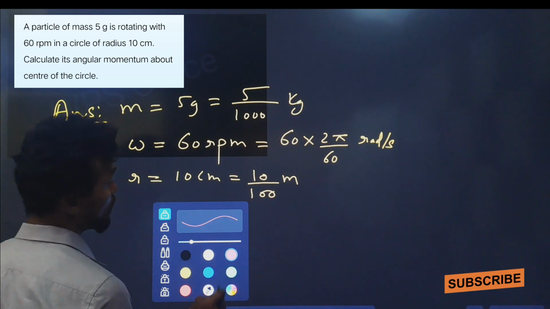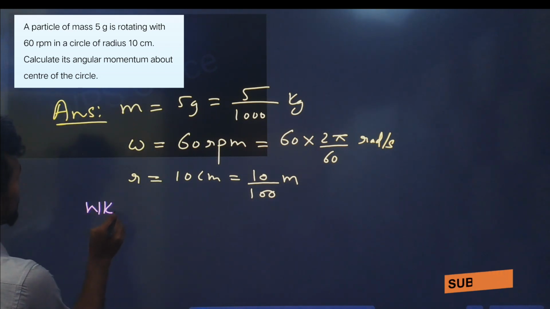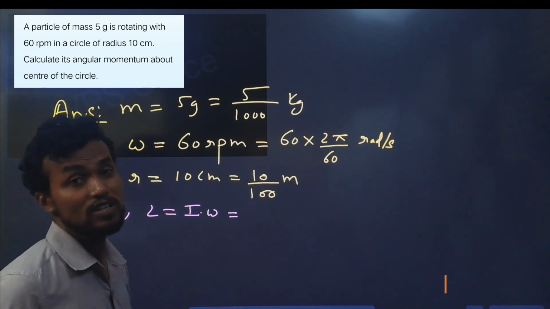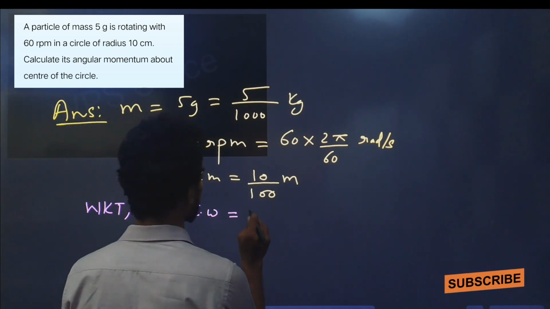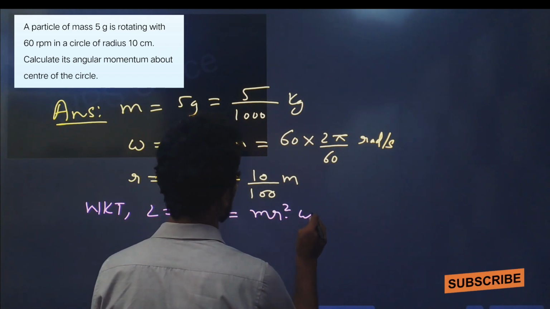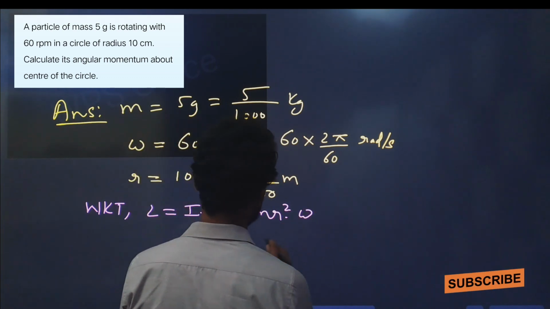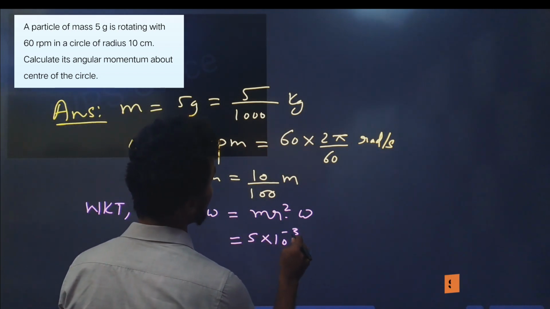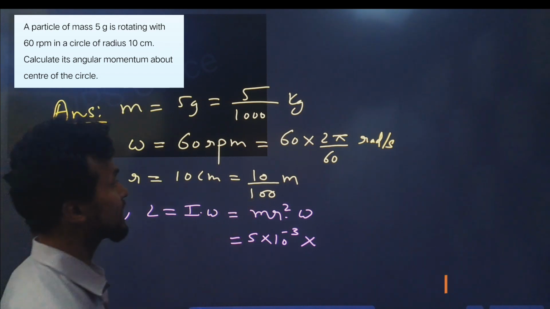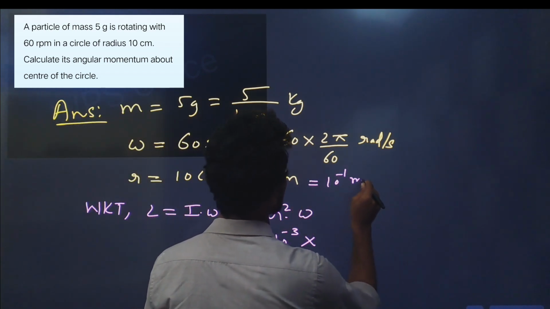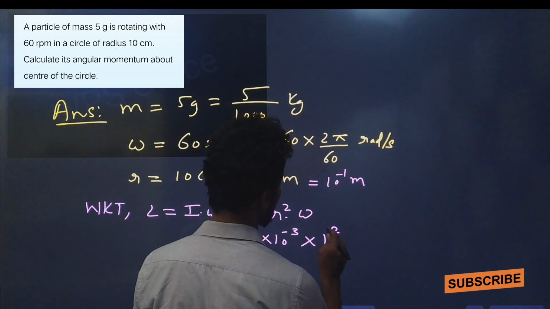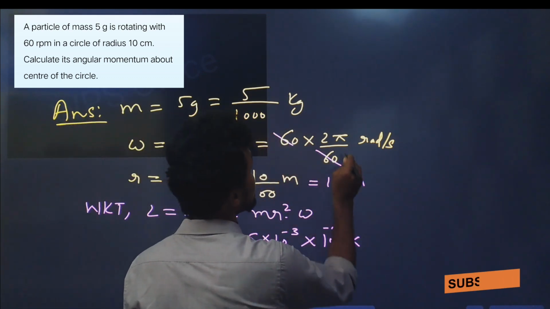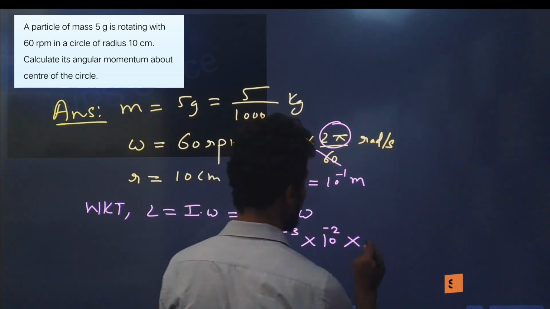After that, which formula will we use here, please? Here is the formula. We know that L equal to I omega. And what is the I? Moment of inertia of the particle rotating about a fixed point, so it is mr square, into omega. Now we will put the data here. Mass how much given? Let me write 5 into 10 to the power minus 3. R square: r is 10 to the power minus 1 meter, so square means 10 to the power minus 2. After that, omega how much given? See, 60 cancels, so what is left is 2 pi. Let me write here 2 pi.